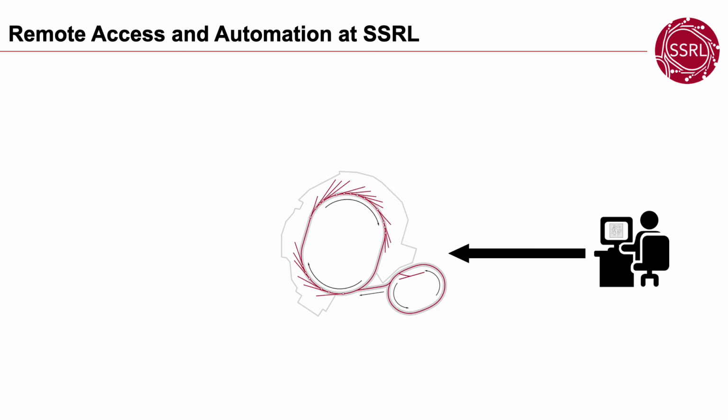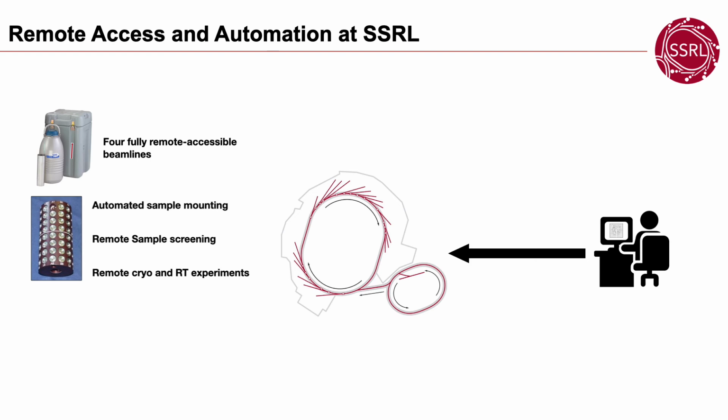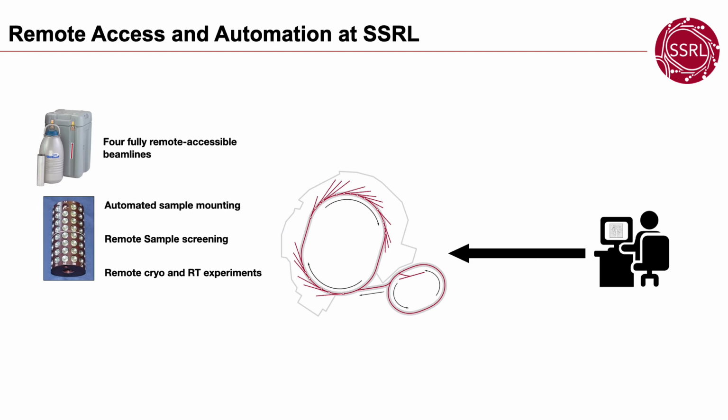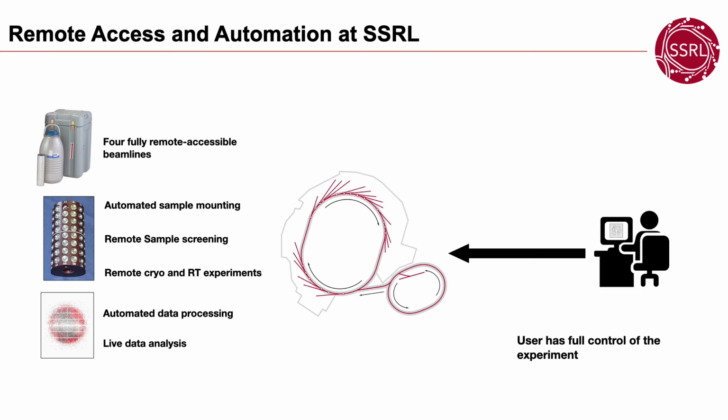Even prior to the global COVID-19 pandemic, SSRL provided for all users remote access to all of our beamlines. We have 4 fully remote accessible beamlines with automated sample mounting, remote sample screening, as well as remote control of experiments at both cryo and ambient temperatures. We also offer automated data processing as well as live data analysis during the experiment itself. The user has full control of the entire experiment.